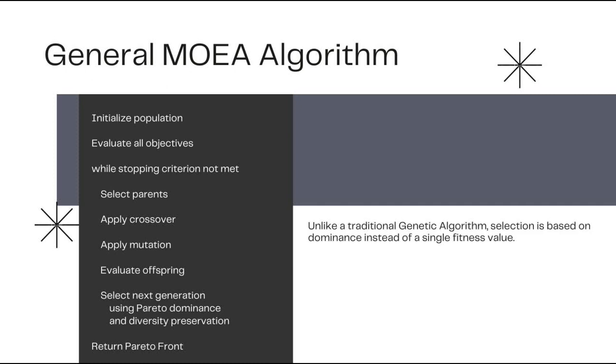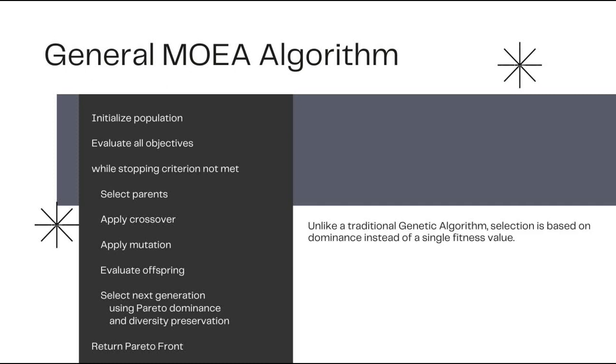A multi-objective evolutionary algorithm follows a structure similar to a traditional evolutionary algorithm, but it changes the way solutions are evaluated and selected. Instead of assigning a single fitness value, a multi-objective evolutionary algorithm evaluates each solution using all objective functions, ranks solutions using Pareto dominance, and applies diversity preservation to avoid concentrating all individuals in the same region.